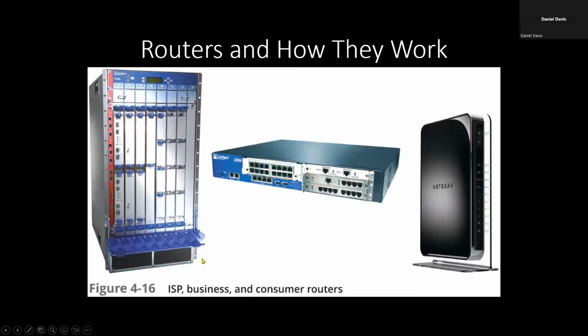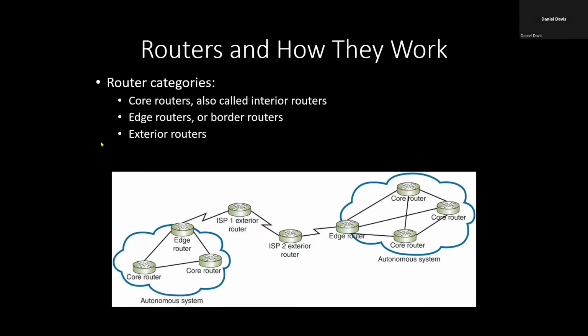Here we have a few examples of different routers. This would be like a home consumer grade router. This might be a business grade router, and this is an example of what you might see at an ISP. One important thing to note is oftentimes these can have the functionality of a modem or a switch built into them. There are three categories of routers that we want to talk about.